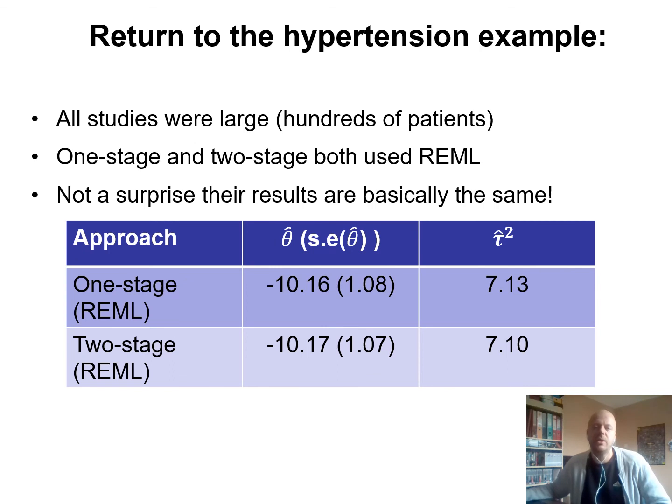So to finish, let's go back to the hypertension example. This is where we started, it's where we'll finish. All studies were large, hundreds of patients in each trial. I'm going to use REML estimation in both one-stage and two-stage approaches. Therefore, I expect there to be the same results. I've stratified nuisance parameters in the one-stage model as well, and so I basically get exactly the same results.